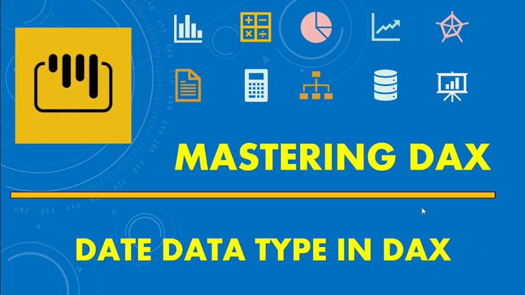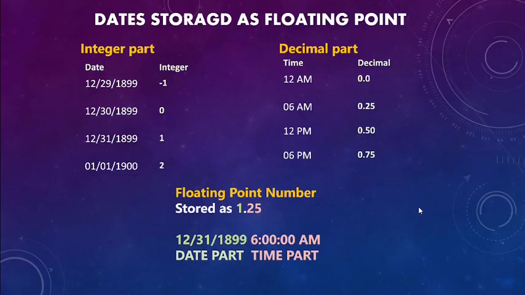Hi, welcome back. In this video we will discuss how dates are stored in the tabular data model. Dates are stored as floating point numbers in the model. The integer part of the date is stored as the date. The decimal part of the date stores the time value.